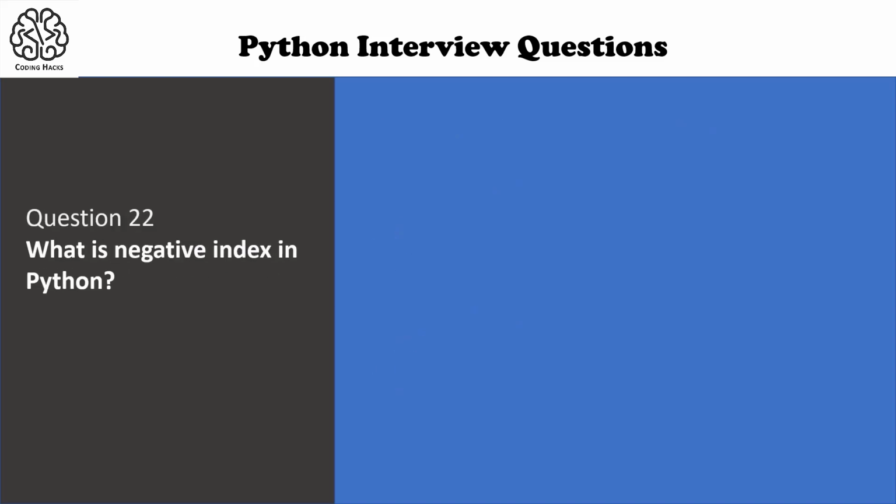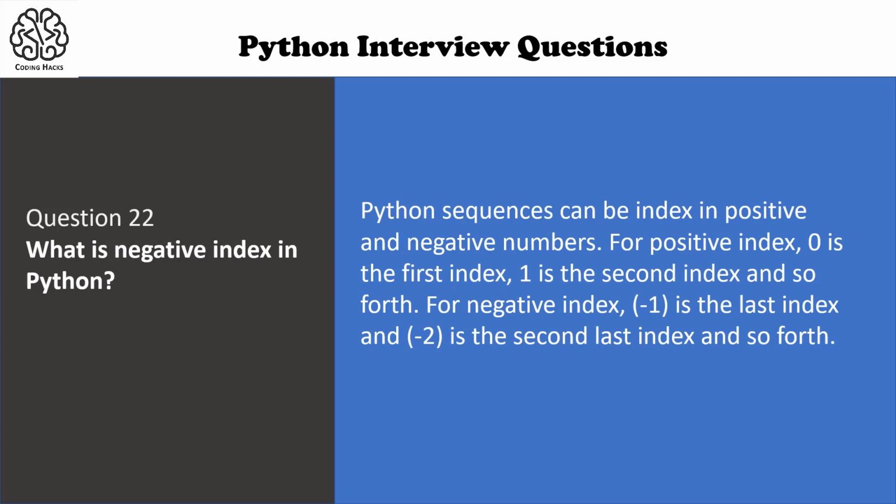Moving to question number 22, which says, what is negative index in Python? This is a very important question. Python sequences can be indexed in positive as well as negative numbers. For positive index, 0 is the first index and 1 is the second index and so on. But for the negative index, -1 is the last index and -2 is the second last index.